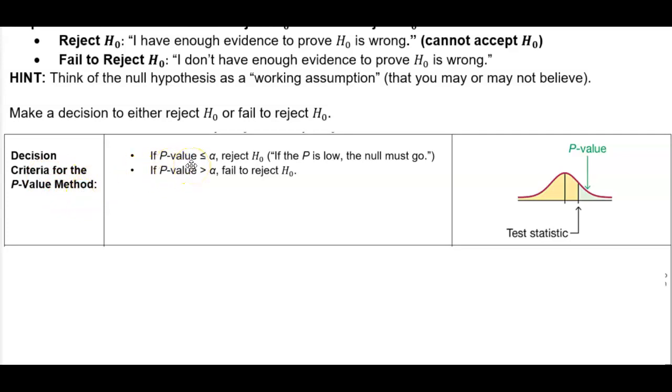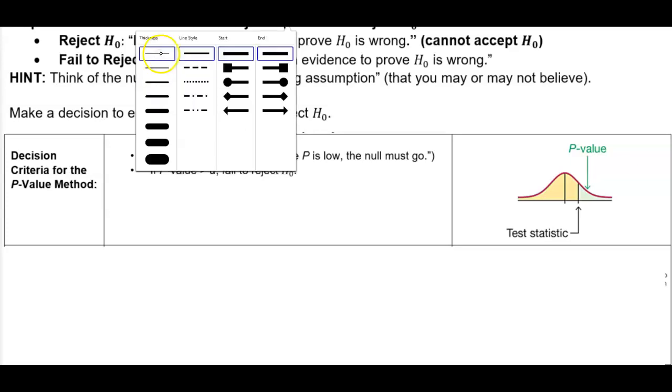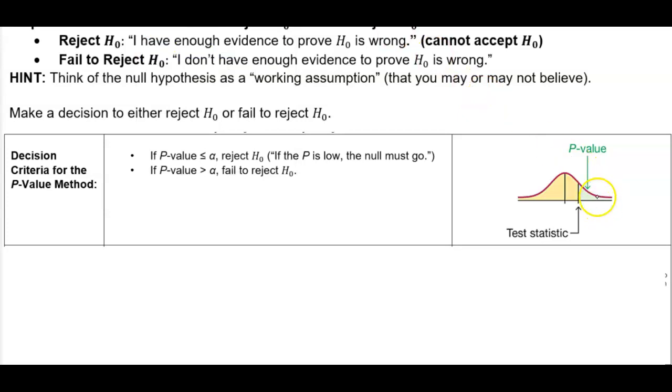If the p-value is less than or equal to alpha, then we reject the null hypothesis. Another way of saying that is, if the p is low, then the null must go. And if the p-value is greater than the significance level, then we fail to reject the null hypothesis. Okay, and so the way to do that is, again, to look at our particular graph over here to the right. So let's say that this shaded area represents the p-value, and here is our test statistic.